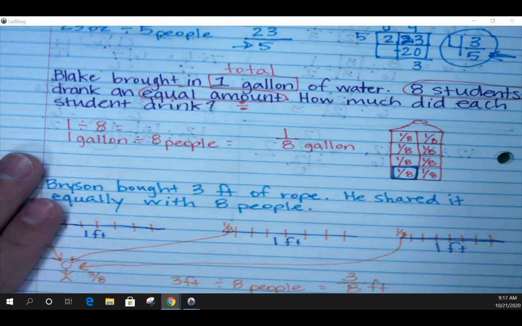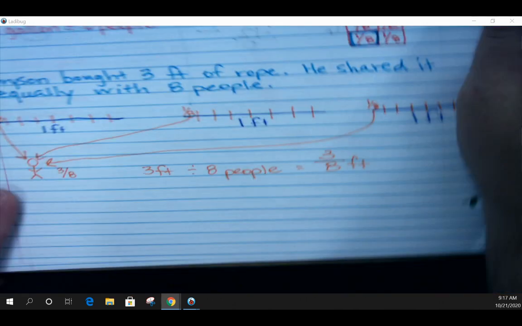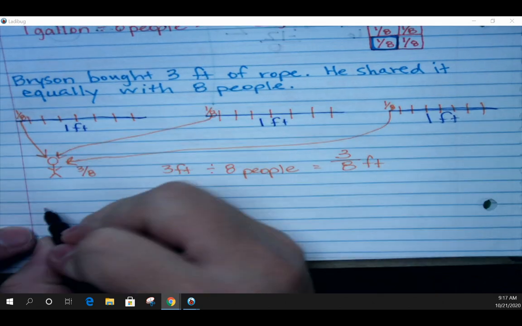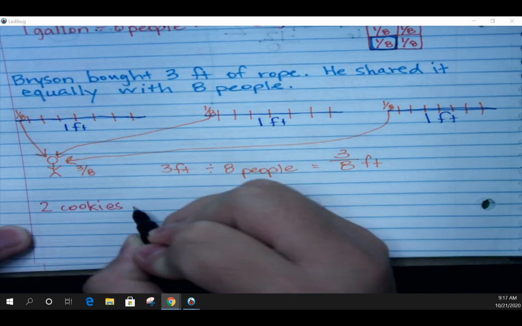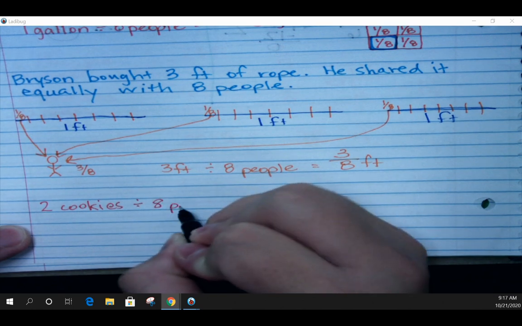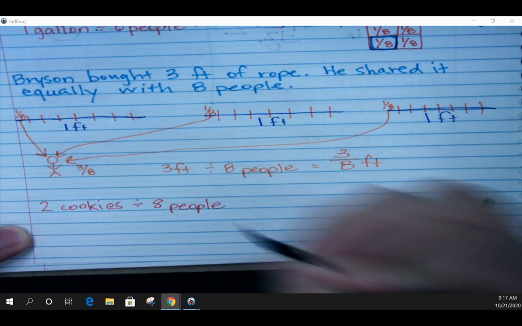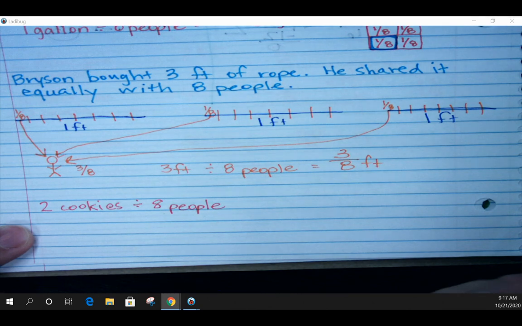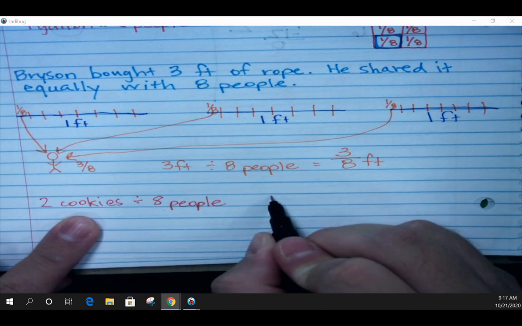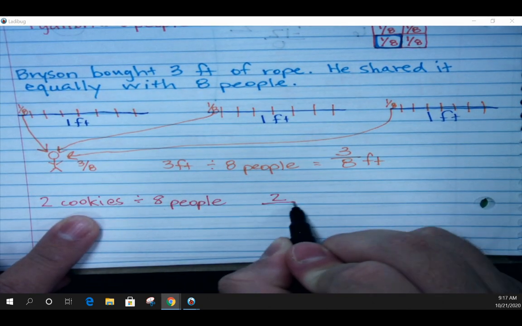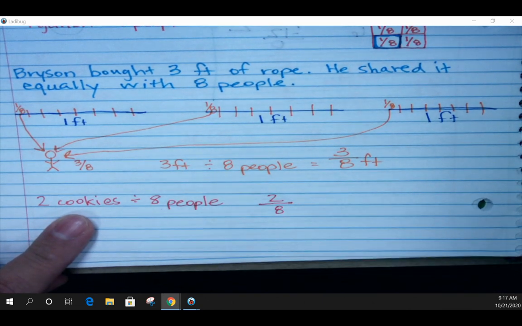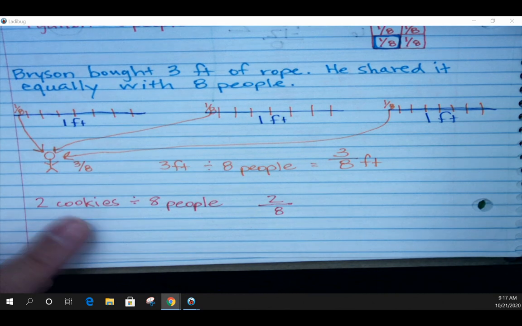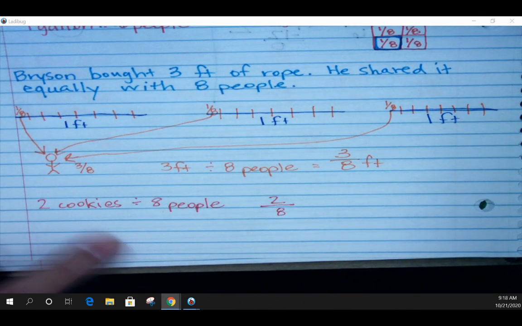So let's write that one down, except we're going to do 8s. Mr. Best had 2 cookies, and he divided it by 8 people. What do you put on the top? What you're dividing. For divided by, you put your line. We're dividing by 8 people. Each person will get 2/8 of a cookie.